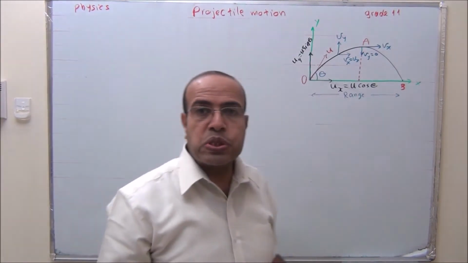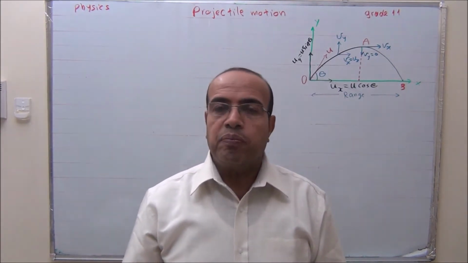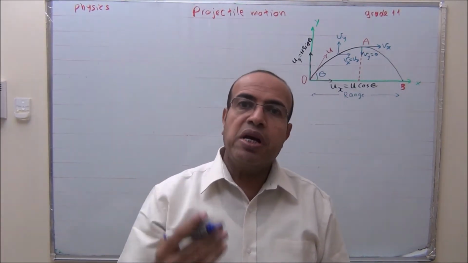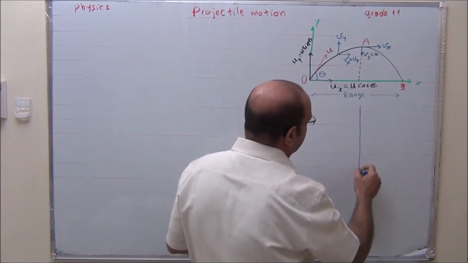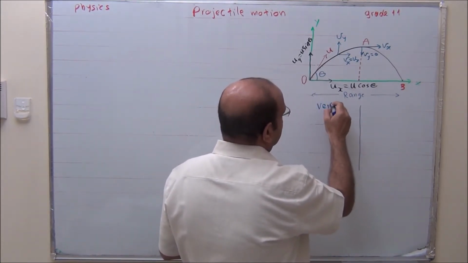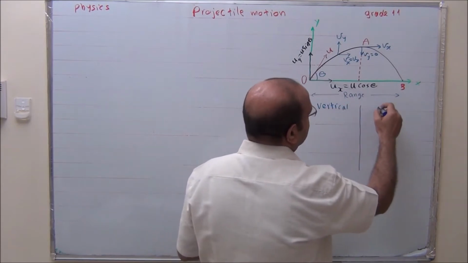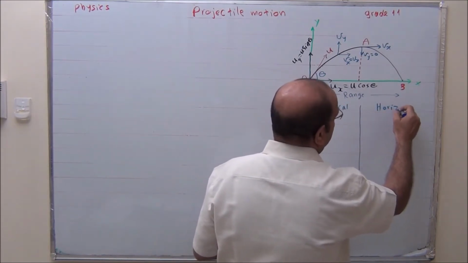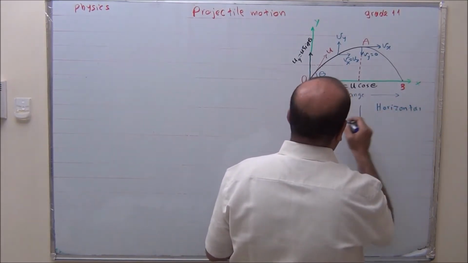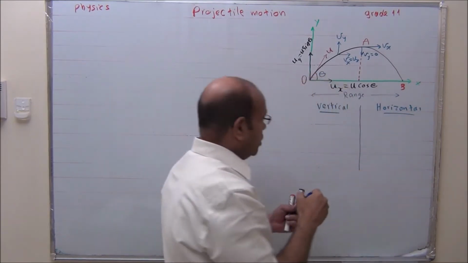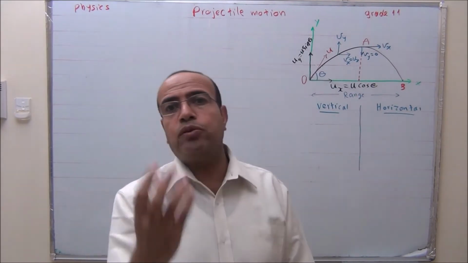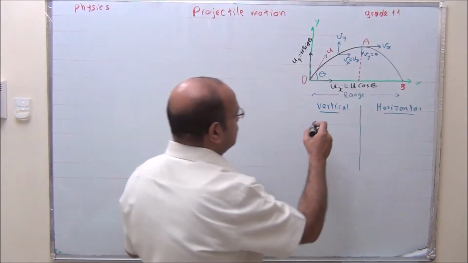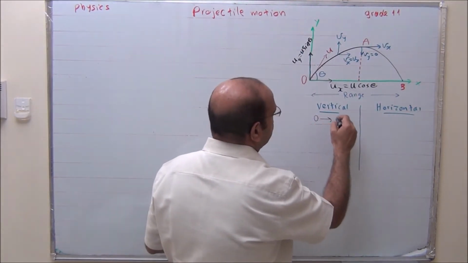We divide the motion into two parts, vertical motion and horizontal motion. This is the vertical and this is the horizontal. Okay. We talk about the motion from O to A, from the start to the maximum height.